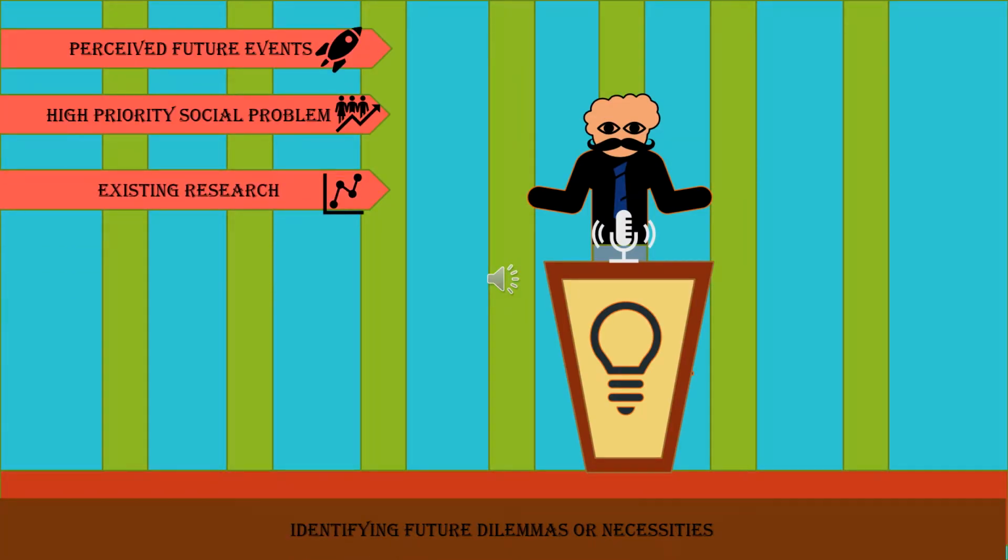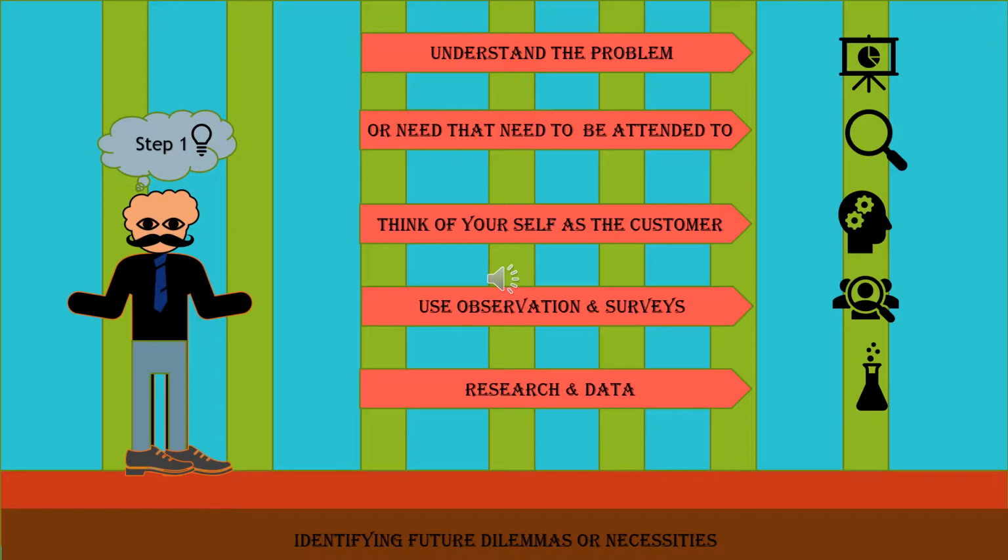To identify future dilemmas or necessities, we must perceive future outcomes, prioritize high social events, and pay attention to existing research. We must understand the problem, or the needs that need to be addressed. You must think of yourself as the customer, use observations and surveys and existing research and data.